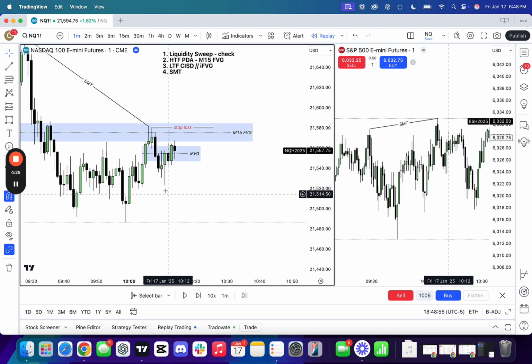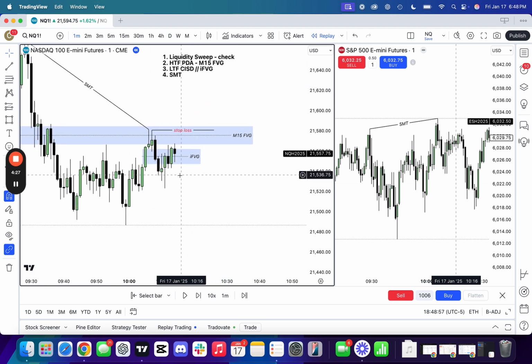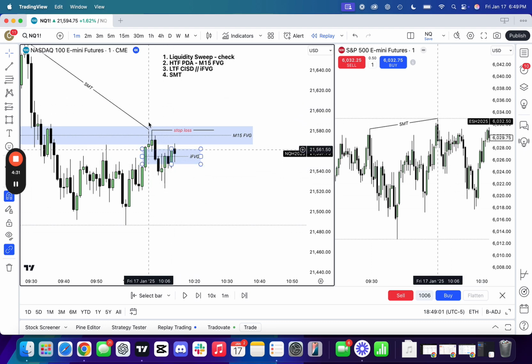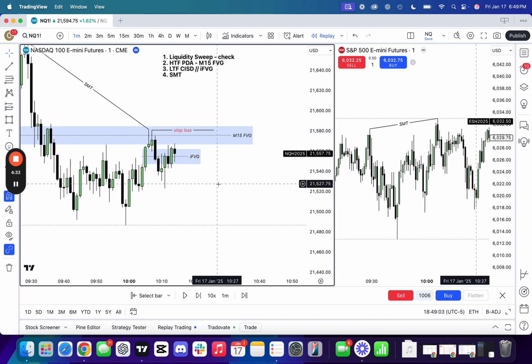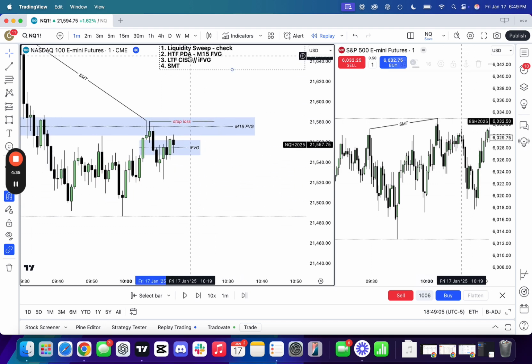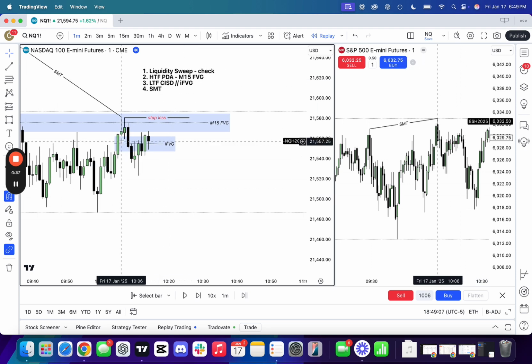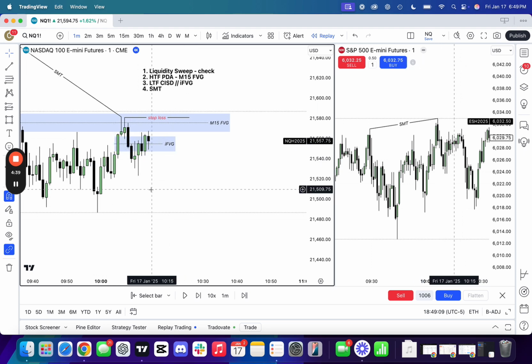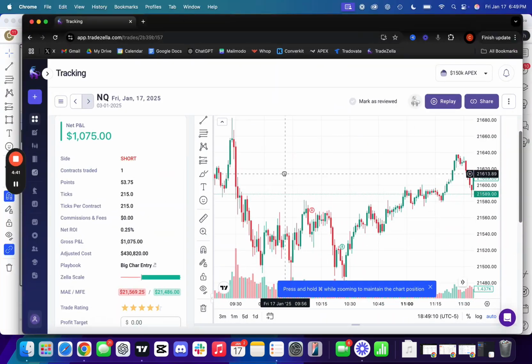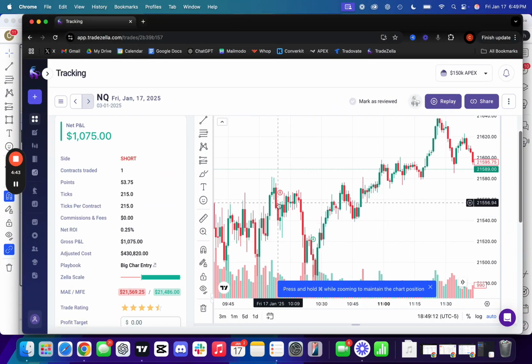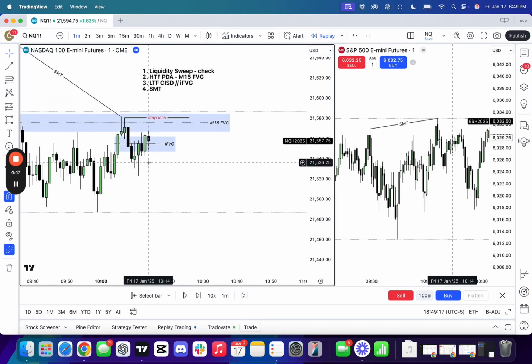Where is the change in state of delivery level? In this case, I wanted to enter on this inverse, but I knew if we change the state of delivery, then I would have a higher probability of winning this trade. So what I did was I entered on this inverse. My entry is right here, this candle, which is the 10:10 candle, right when we inversed this gap.